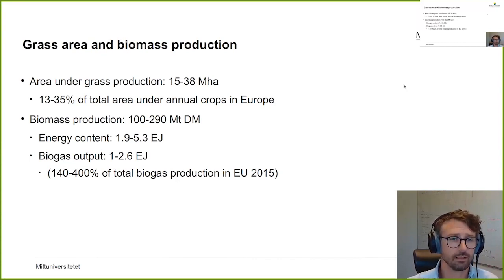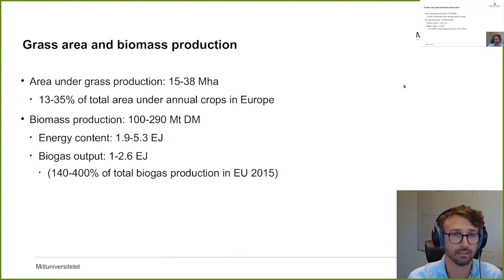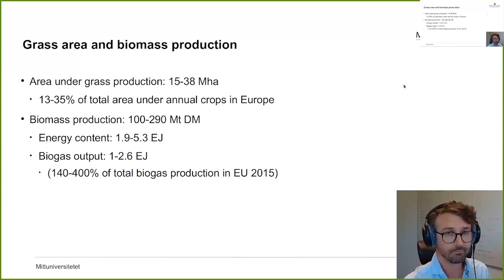This also means that we can produce a lot of biomass, 100 to 300 million tons. And if we want to use that for biogas, for example, we could produce 140 to 400% of the total biogas production in the EU. Not the latest figure, but I think you get the point that we're talking about a lot of biomass and a lot of energy from this land.